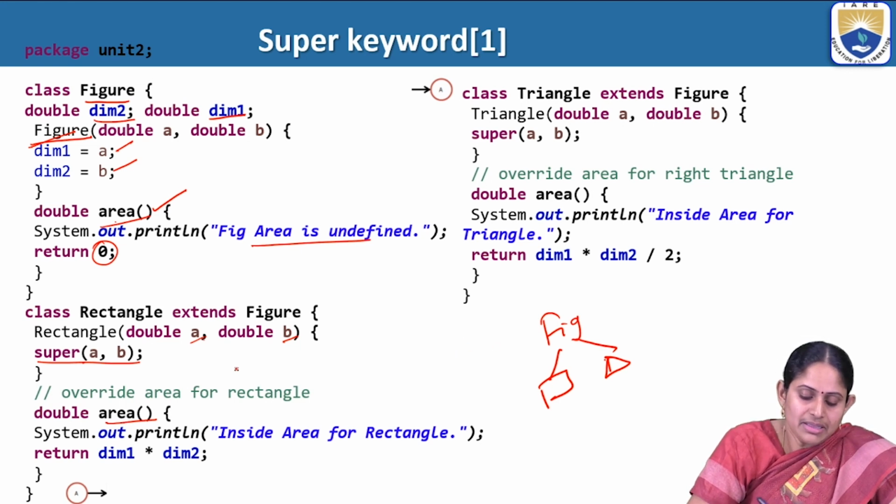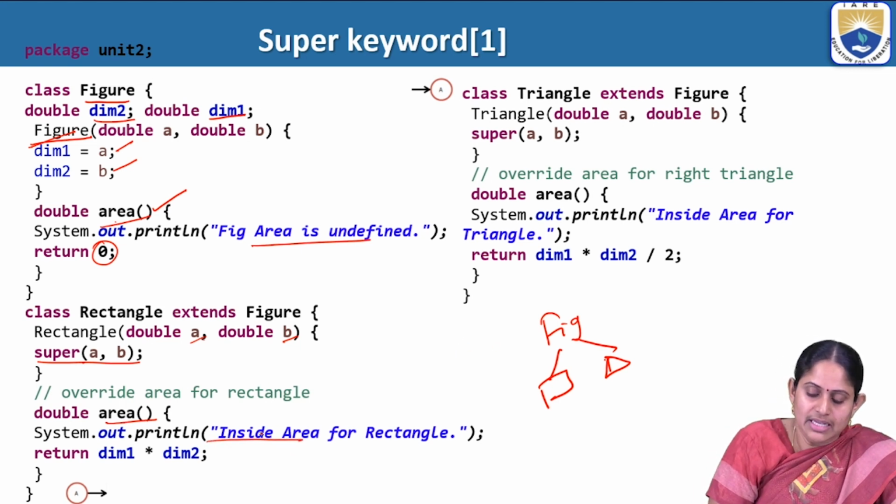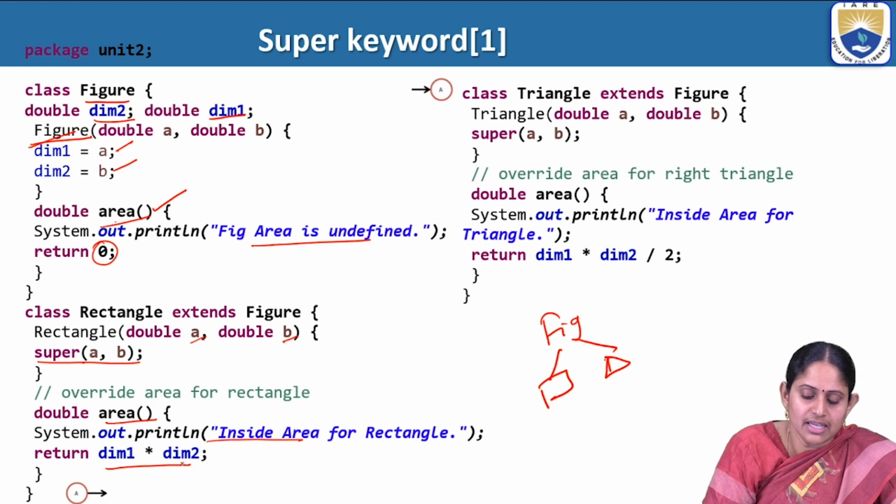And the area method is again modified according to the area formula of the rectangle, which is returning length into breadth. So these a and b values are multiplied and returned.